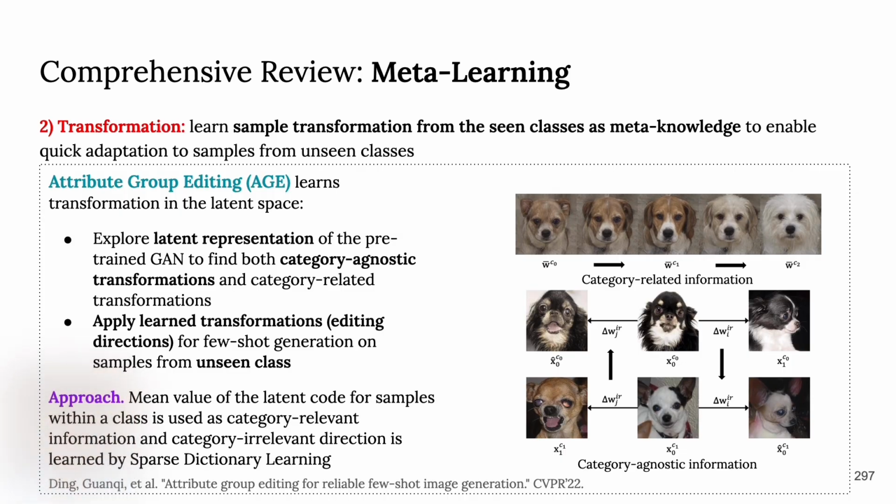Their approach is to use the mean value of the latent code for samples within a class as category relevant information, and then category irrelevant directions are learned by sparse dictionary learning and then applied on top of this category relevant information to generate new images.